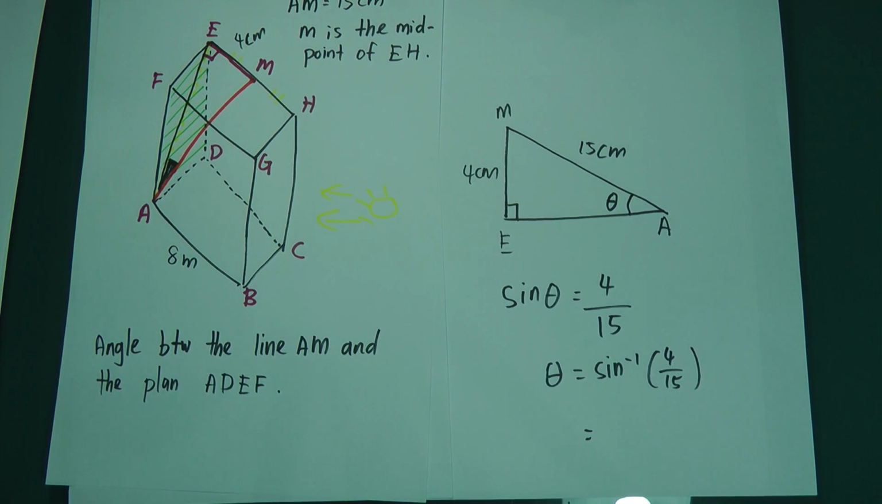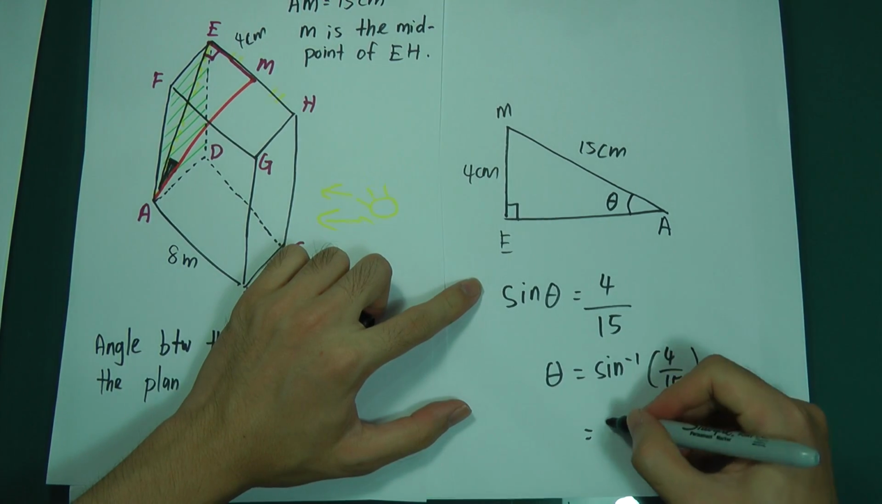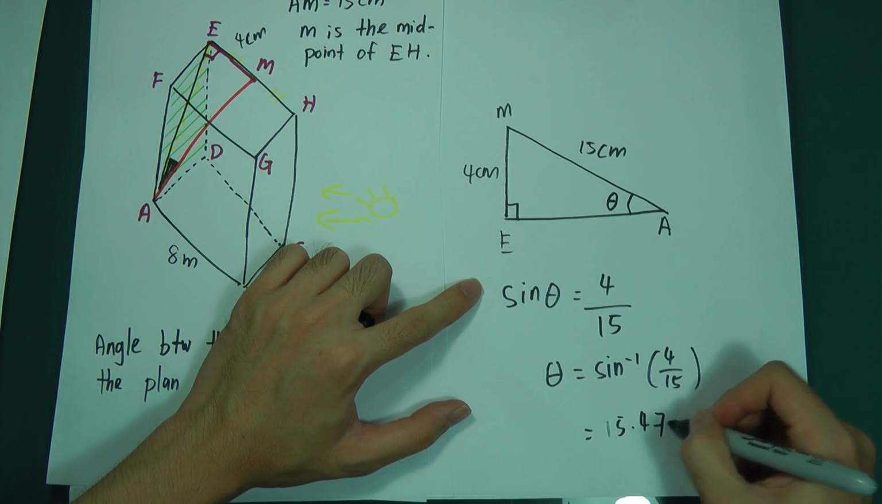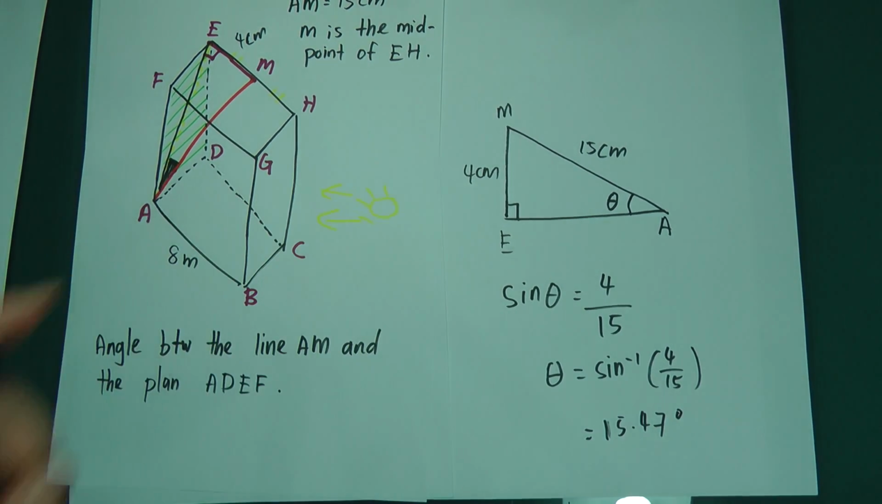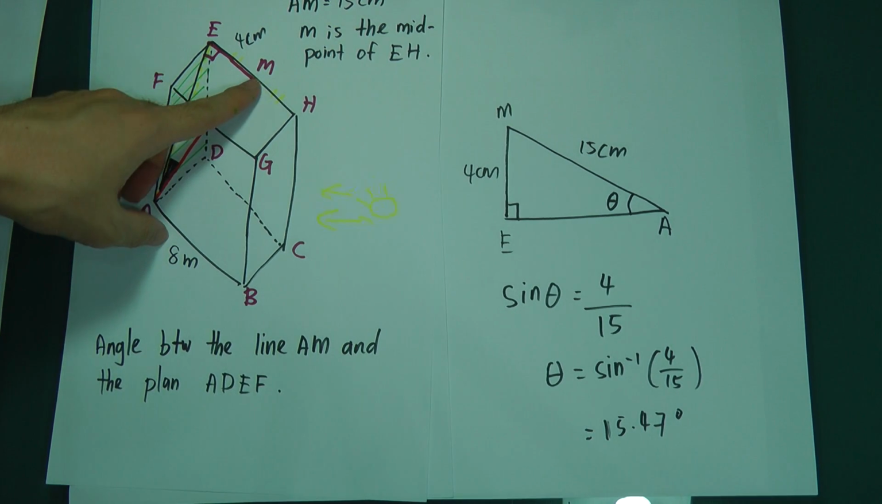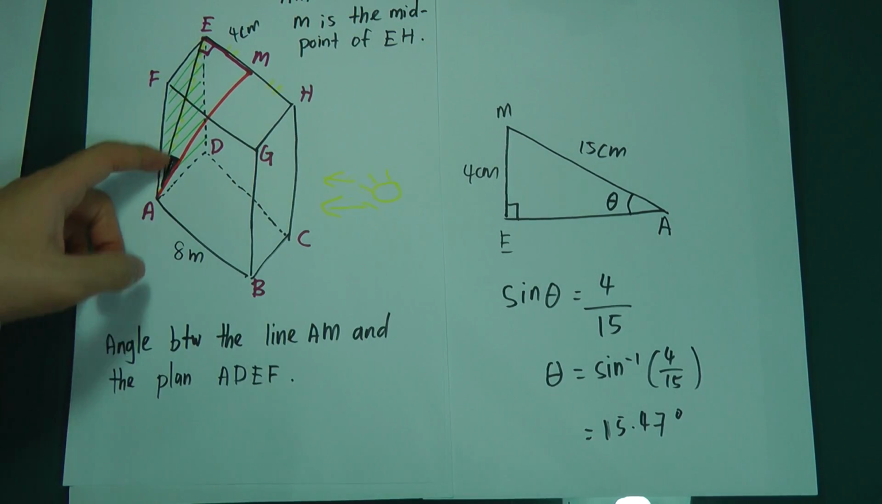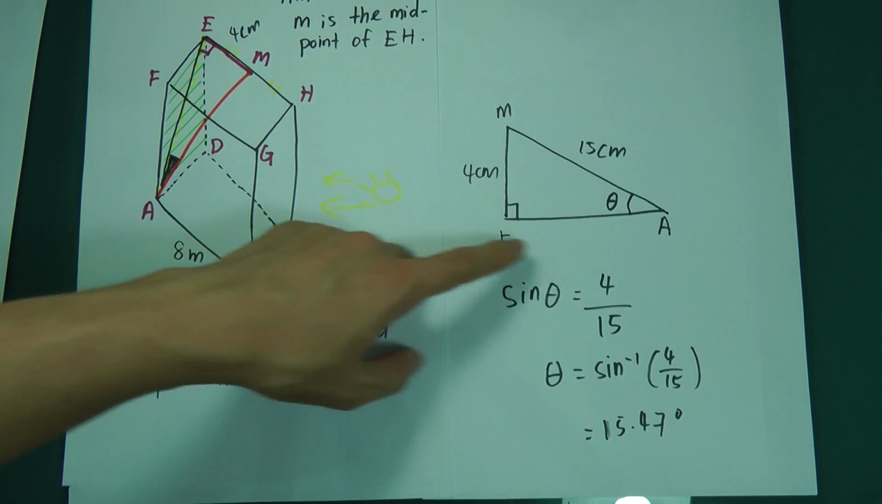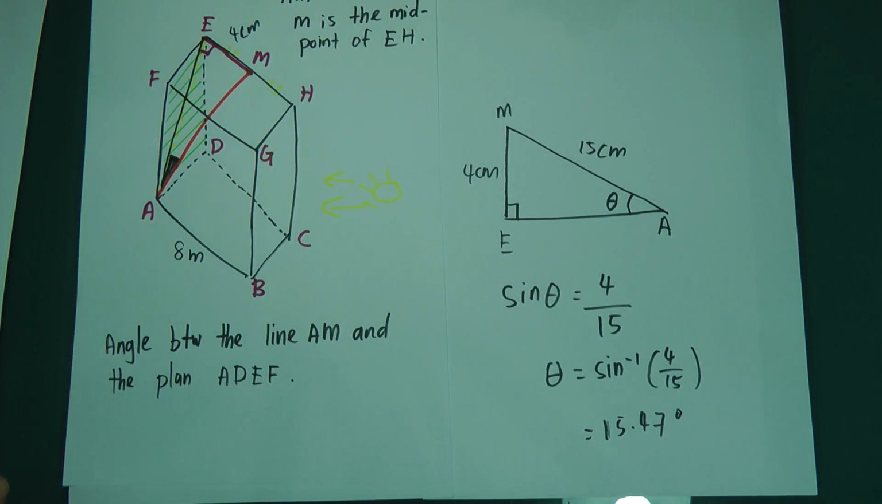Okay, so now I press shift sine, bracket 4 over 15. Yes, so I got the angle is 15.47. Okay, this is the angle, 15.47. This is the angle between the line and its shadow, and for the normal line, you will see a triangle, and this one is the angle in between.